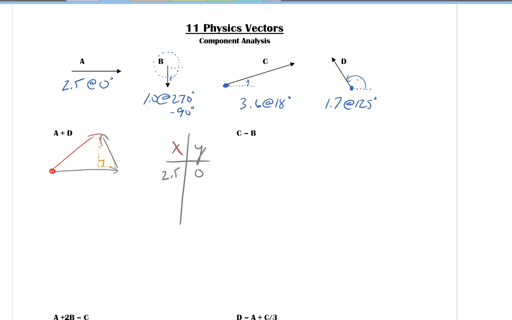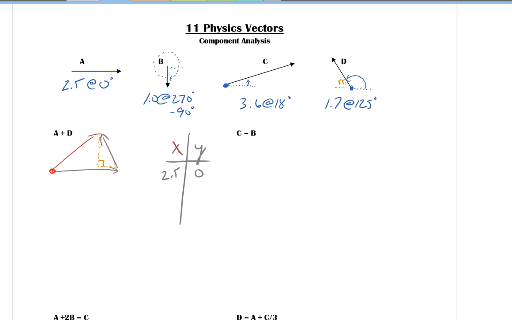I probably wouldn't use the 125. I think I'd rather use the 55 degrees that's in there. Some people like the 125. It doesn't really matter. I like to use smaller angles when I calculate this stuff. All right, so what I'm going to do is 1.7 cos 55, and then 1.7 sine 55 and get my x and y components.